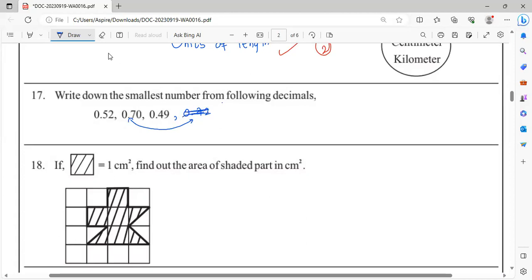Now, according to the given decimal values, you have to check with the first decimal place. Then the decimal number with the largest digit in the first decimal place is the largest number. Sorry, it is the smallest number, no? They asked about the smallest. Then which one is the smallest?